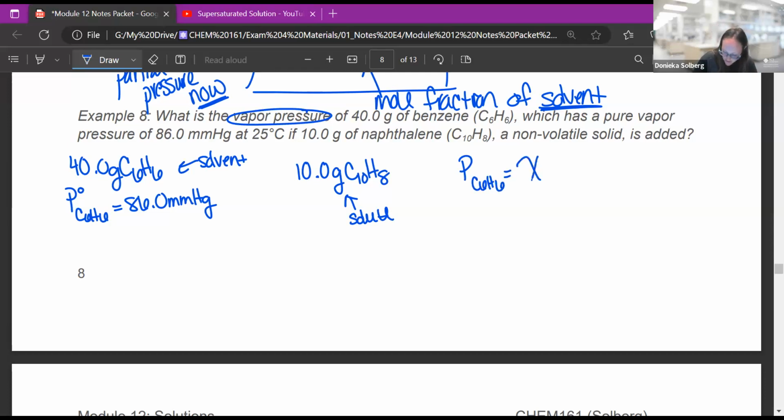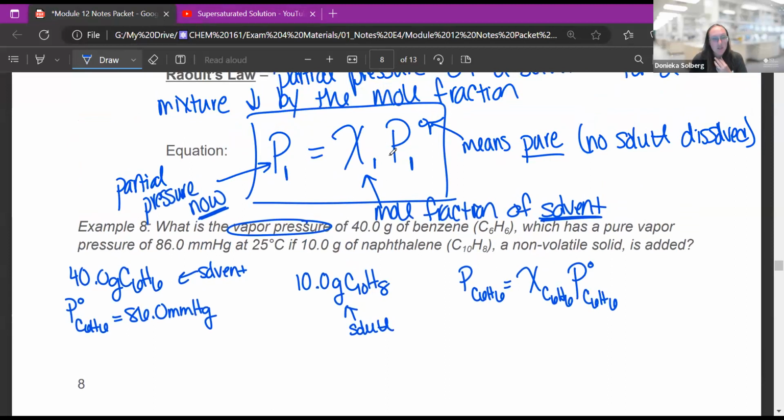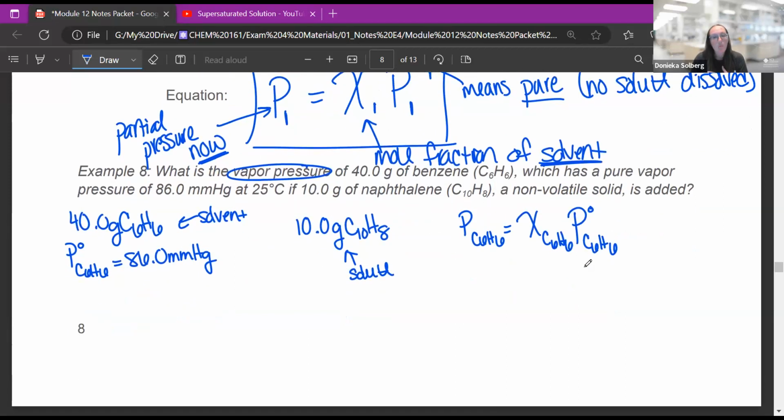So the law is P of my C6H6 equals X of my C6H6 times the original pressure of my C6H6. You'll notice here, this is not the mole fraction of the solute. It's actually the mole fraction of the solvent. That's what I'm changing a little bit here. These all match. They should all be of the same thing. We're just changing how much of this benzene there is per the whole solution. I have neither of these; I'm actually trying to find this. This is my goal. So I need to find the mole fraction before I can plug it in.